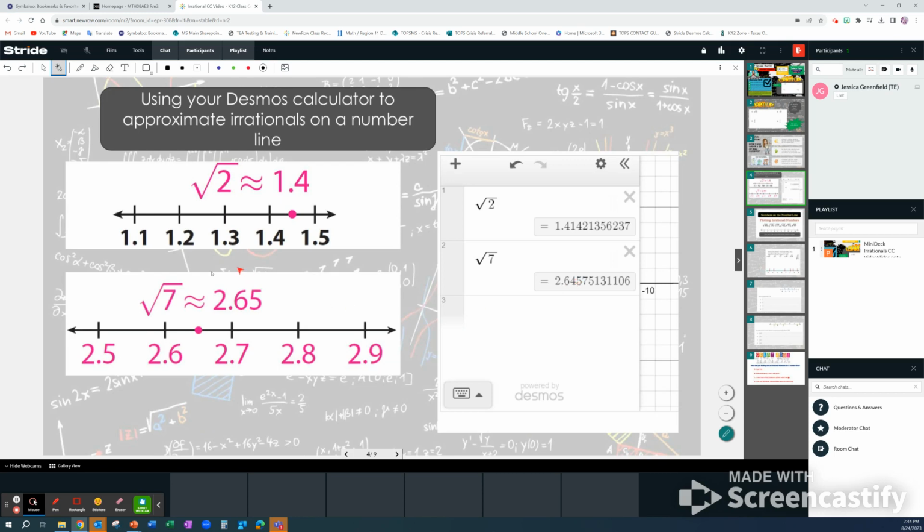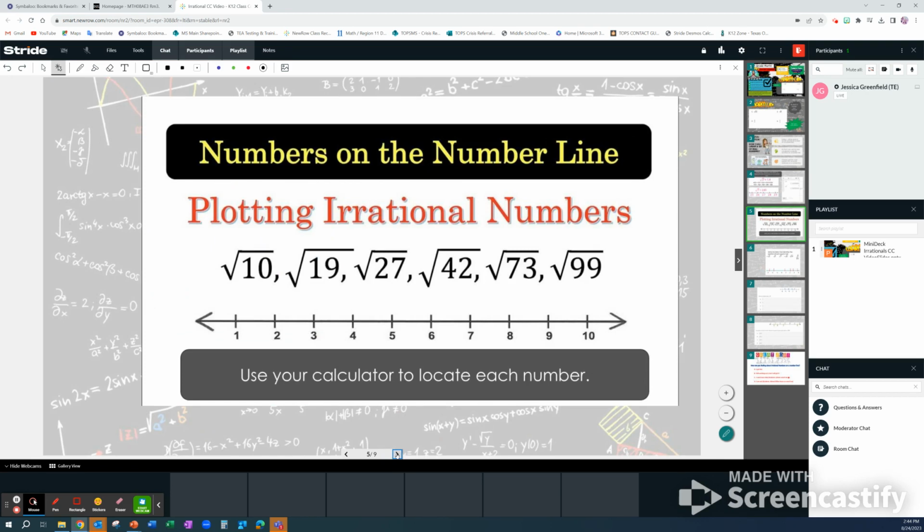But now that I know these, I can now see where they are on the number line a lot easier than just looking at the square root of 7 or the square root of 2. I can actually see and place it and estimate where it's going to be. All right, and so let's look at a couple more examples here. You might see something like this. Plot these on the number line.